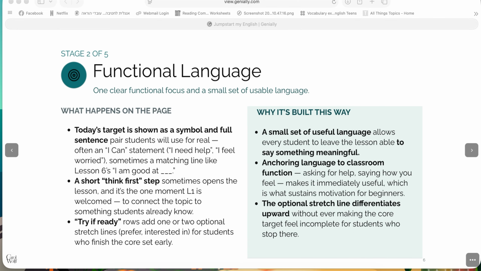Each lesson has one clear functional focus and a small amount of useful language. Students learn language they can use immediately. For example, asking for help, explaining how they feel, or saying what helps them learn. There is optional stretch language for students who are ready, but completing the core tasks remains a worthwhile achievement and they feel that they've actually learned something.